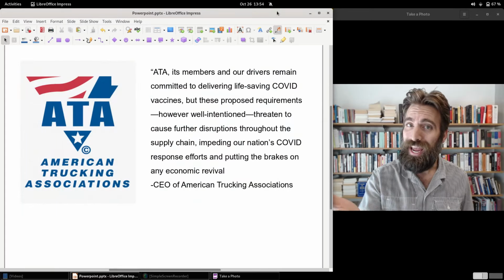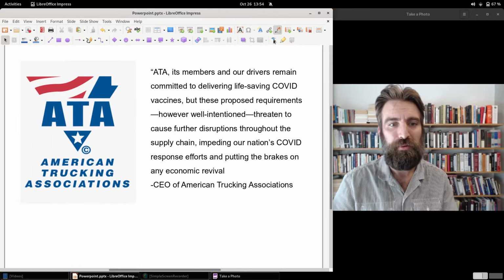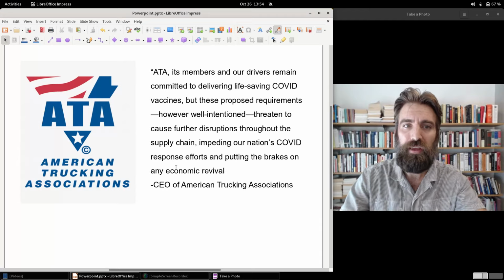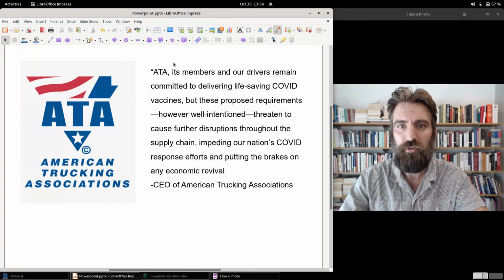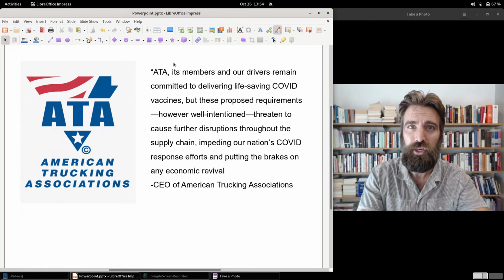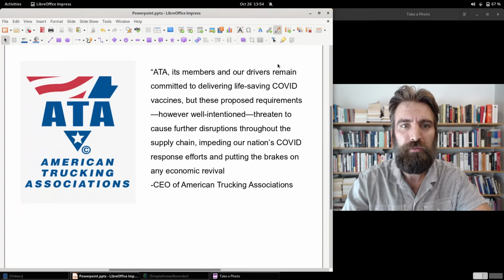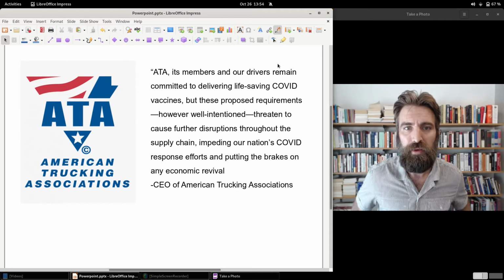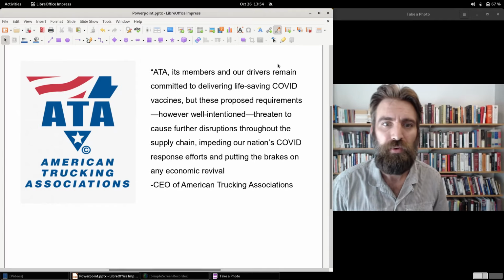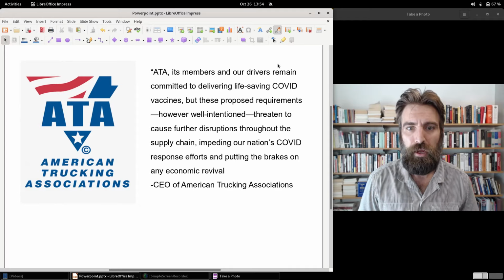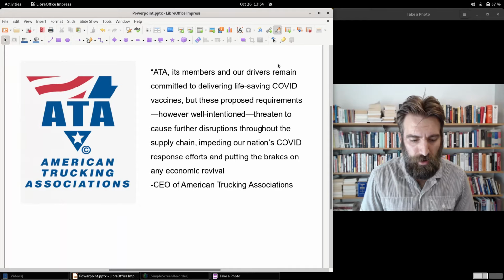But the mandate has played a huge role. This was the American Trucking Association's CEO. So you want to talk about the supply chain. "ATA, its members and our drivers remain committed to delivering life-saving COVID vaccines, but these proposed requirements, however well-intentioned, threaten to cause further disruptions throughout the supply chain, impeding our nation's COVID response efforts and putting the brakes on any economic revival."